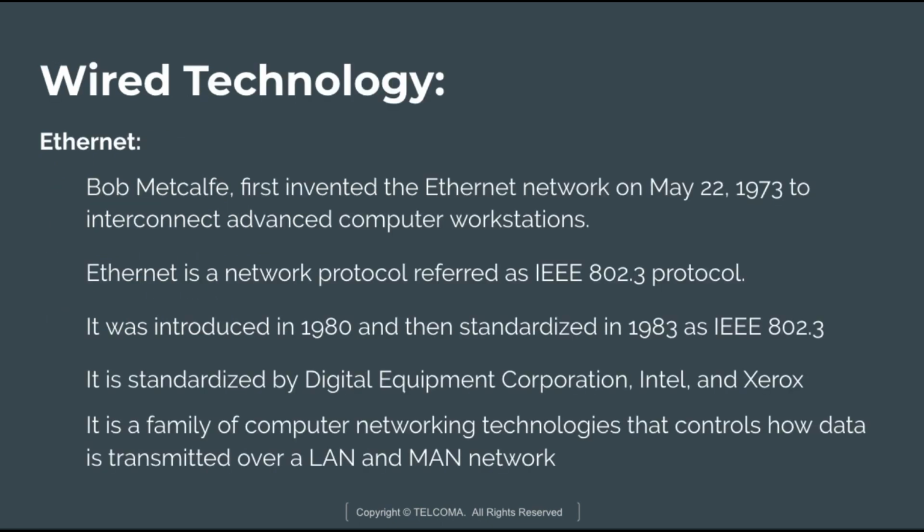So here Ethernet was invented by Bob Metcalfe, and it is a network which was developed on May 22, 1973 to interconnect advanced computer workstations. Ethernet is a network protocol referred to as the IEEE 802.3 protocol. The protocol has evolved and improved over time and now it can deliver speeds up to gigabits per second. It was introduced in the 1980s and then standardized in 1983 as IEEE 802.3. It was standardized by Digital Equipment Corporation, Intel and Xerox.